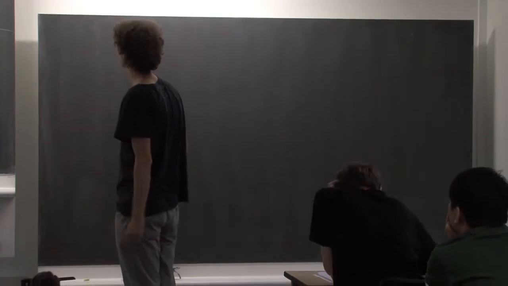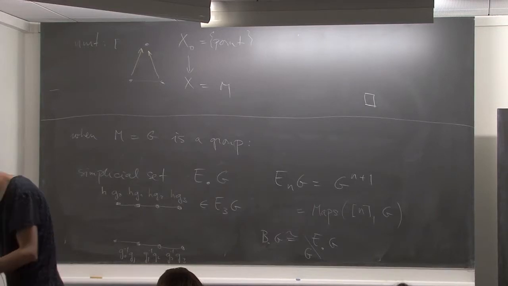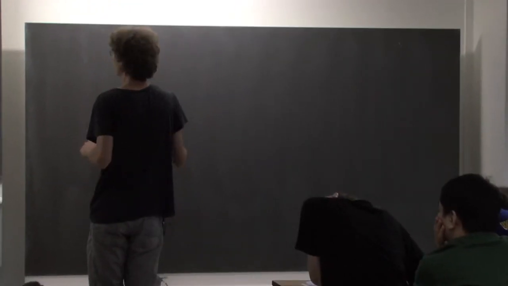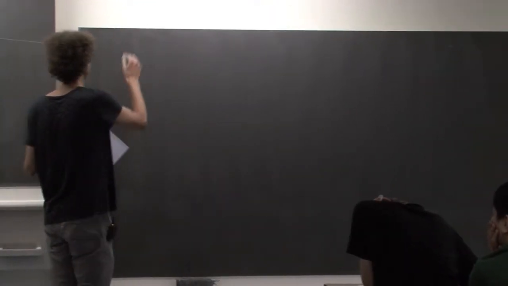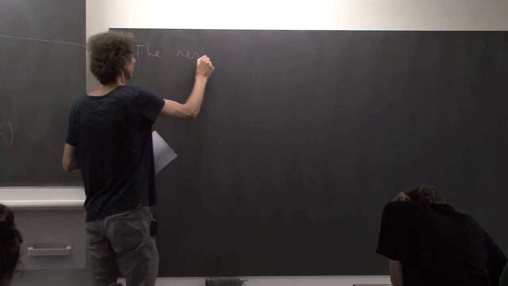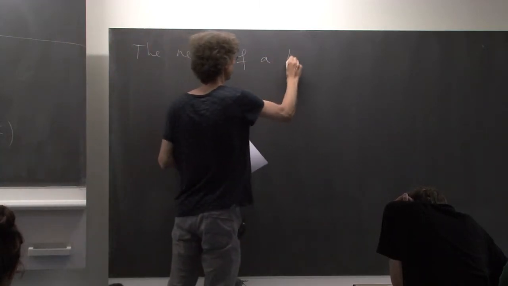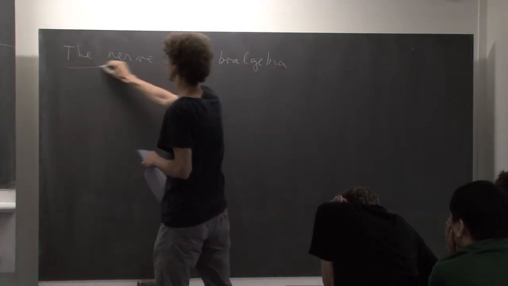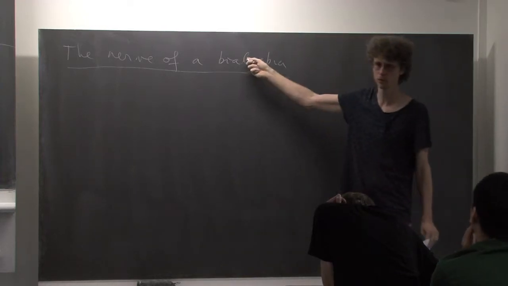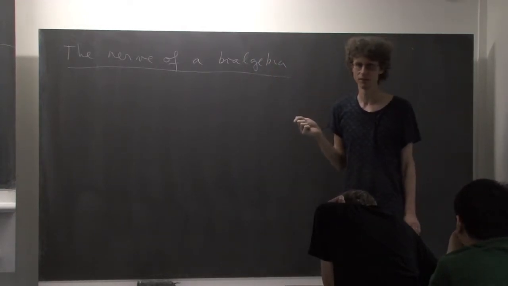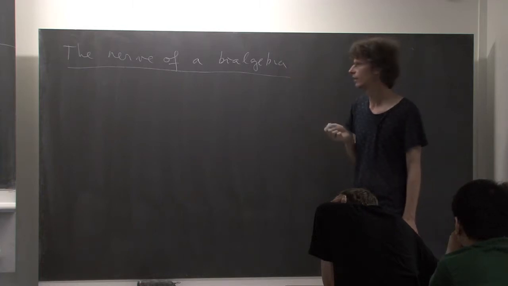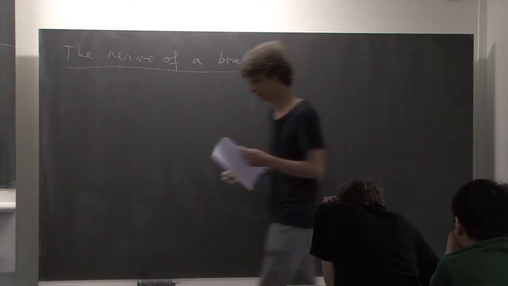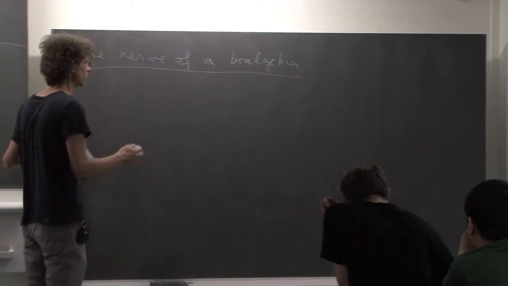So now, where we're heading is we want to construct the nerve of a bialgebra. Because a bialgebra is the thing which is going to replace monoids, and then when there is actually an antipode, it's going to be a Hopf algebra. So for that we need a couple of definitions.